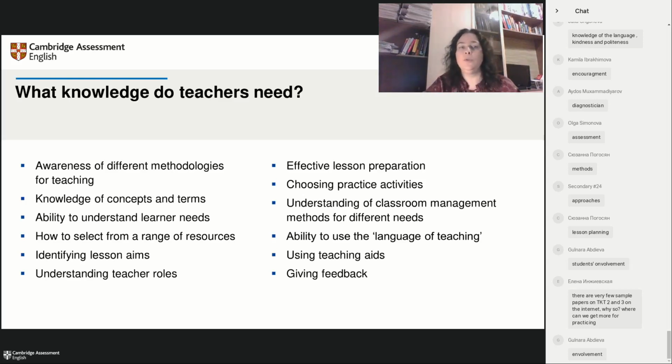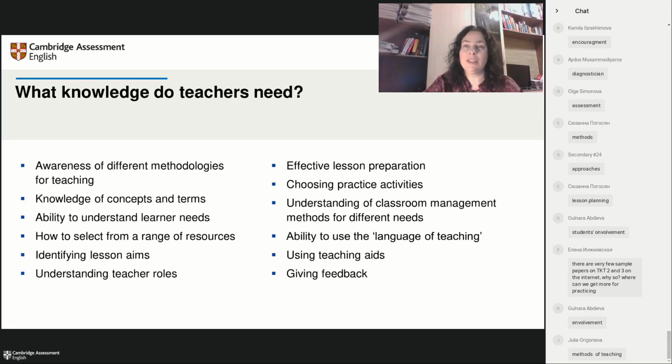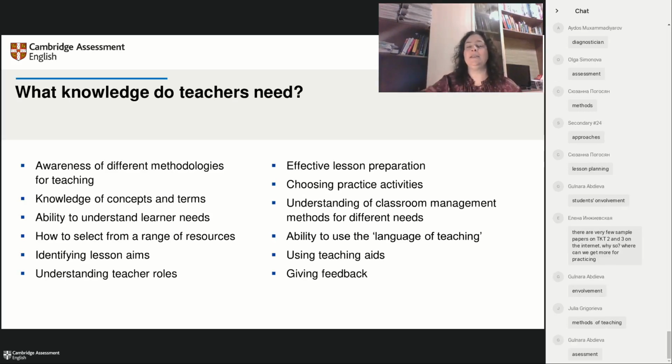And also we can clarify the aims of the lesson or stage aims for some of our learners who are interested in that. Adult learners might be. And so on. And you can see some other areas that are really important.